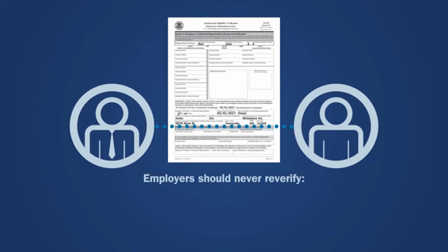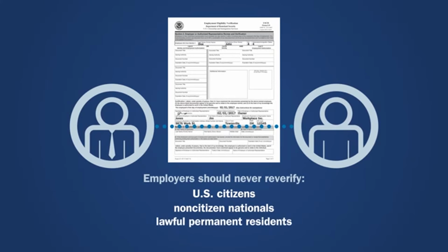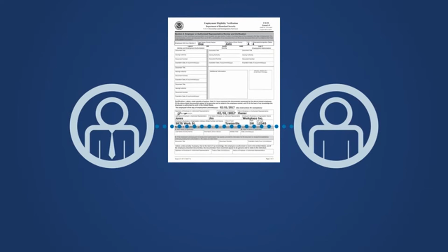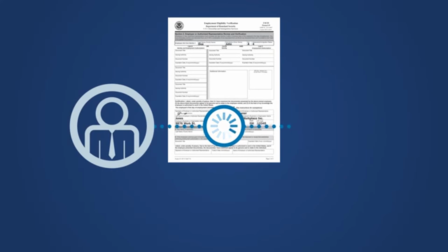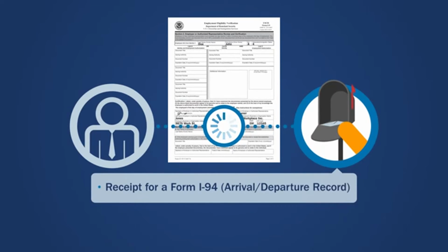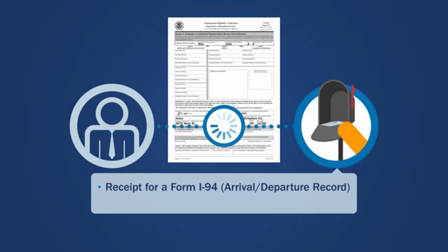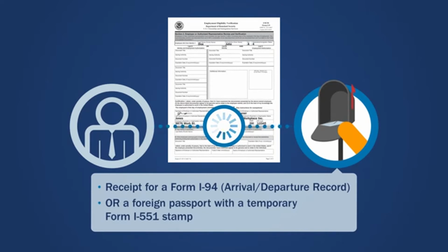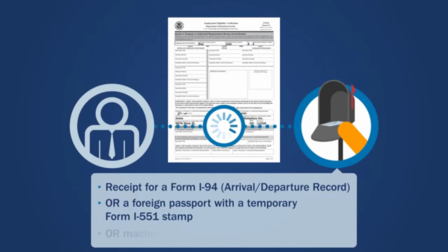Employers should never re-verify U.S. citizens, non-citizen nationals, or lawful permanent residents who presented a permanent resident card, Form I-551. Also, employers should never re-verify List B documents. However, employers may need to re-verify a lawful permanent resident who presented either a receipt for a Form I-94, arrival departure record, or a foreign passport with a temporary Form I-551 stamp or machine-readable immigrant visa.